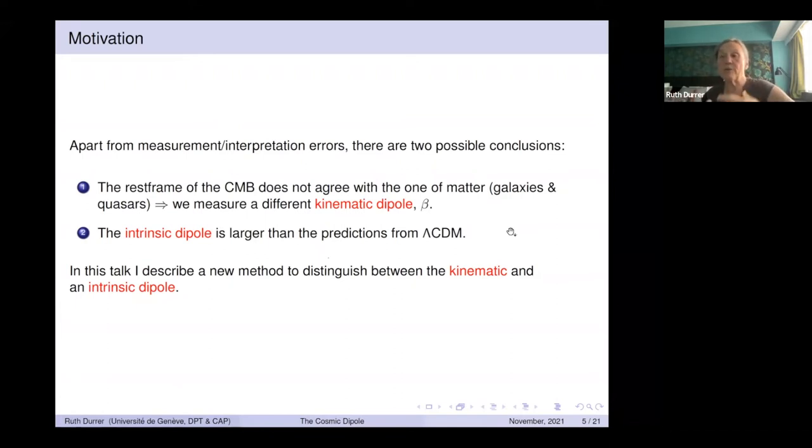Since the intrinsic dipole with respect to the matter needn't be the same as the one with respect to the CMB, which is much further away from us, or much earlier, they can have different intrinsic dipoles. In this talk, I describe a new method to distinguish between the two dipoles, because present measurements just measure a dipole. They don't know whether it is due to our motion or whether it is an intrinsic dipole in the matter distribution. They just see that they measure a dipole which doesn't agree with the CMB.